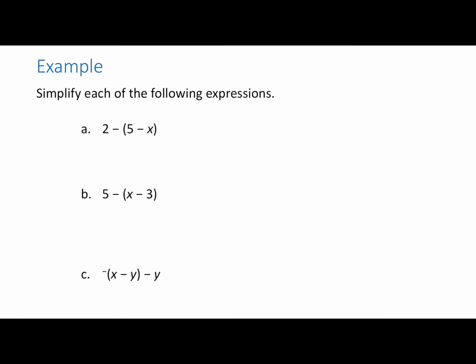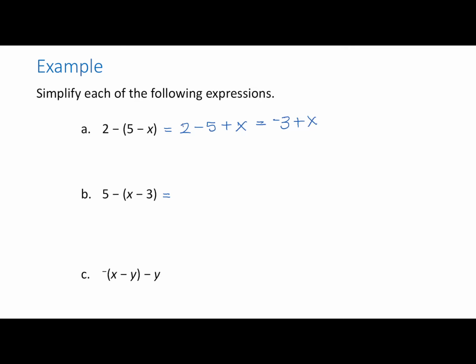All right, how about 2 minus the quantity 5 minus x? I suggest that you take a second and pause this video and try each of these on your own first, and then come back and make sure that your answers match mine. Okay, so 2 minus 5 minus x. I can distribute that negative sign in. I'm going to get 2 minus 5, and then I'm going to get minus x, which becomes plus x. And this can simplify a little more. I have 2 minus 5, that's negative 3, plus x.